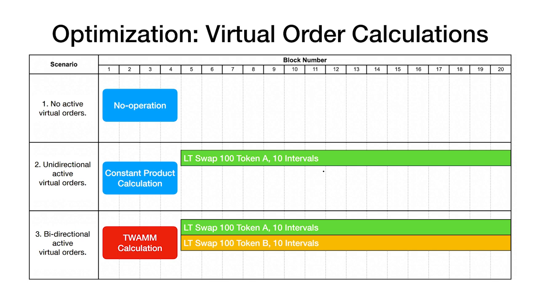A unidirectional active order, so that's where you're going from X to Y or Y to X, but not both. That's exactly the same as the CPAM math, and we kind of just show that as one trade. And then the more significant case that the Paradigm paper addresses is the TWAM calculation. And that's where you have X to Y and Y to X concurrently. The arithmetic for that is significantly different.